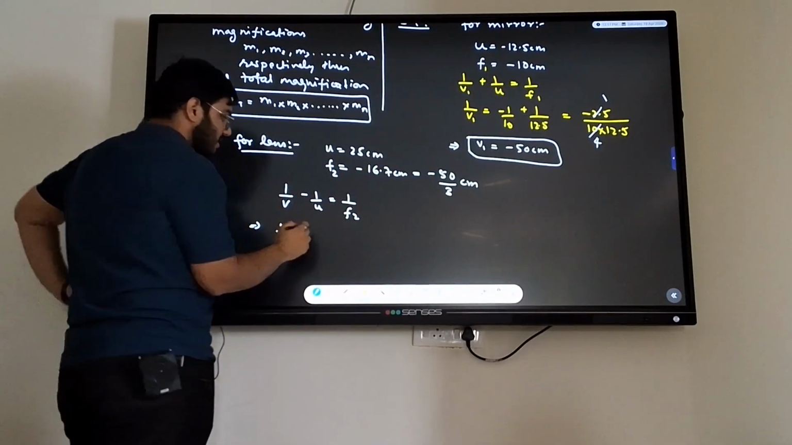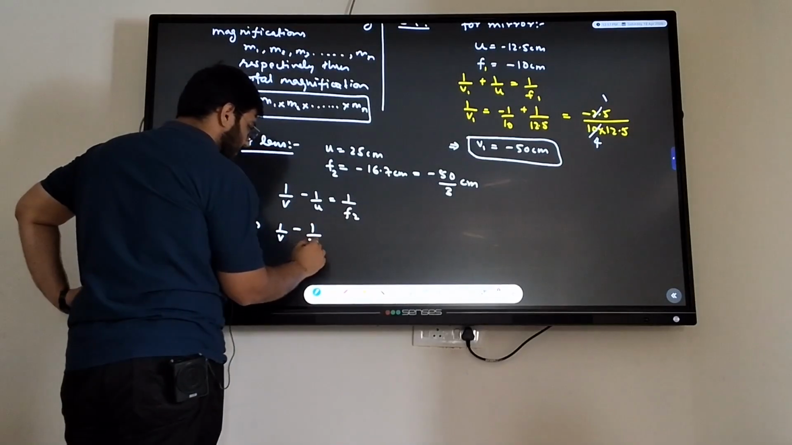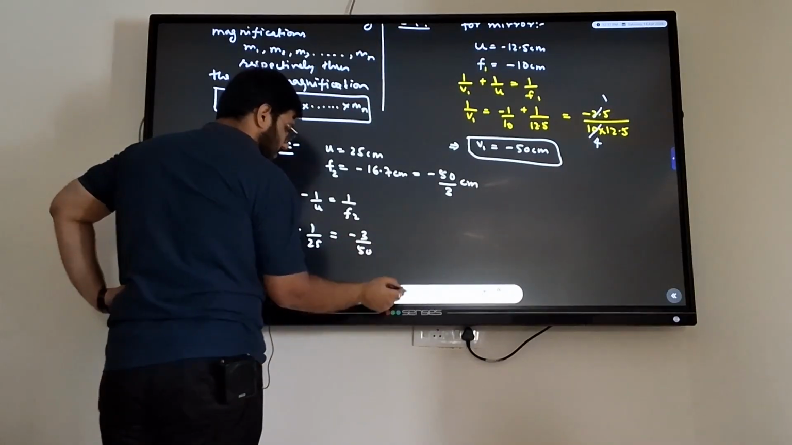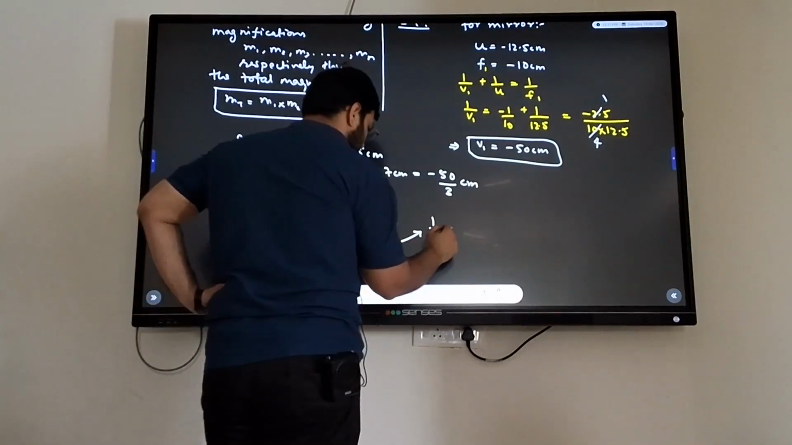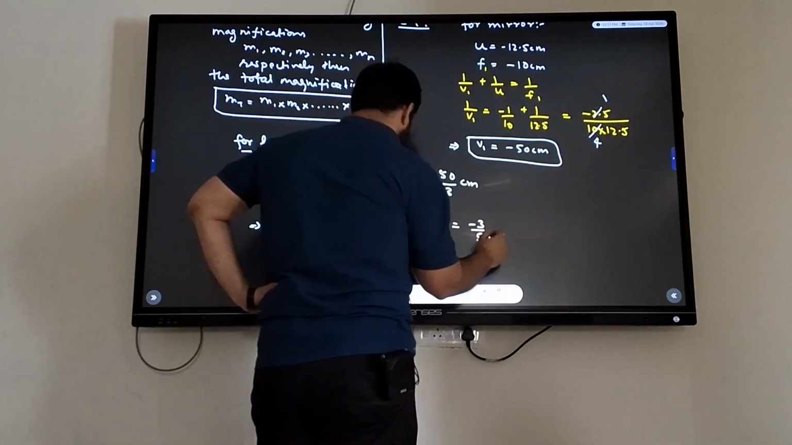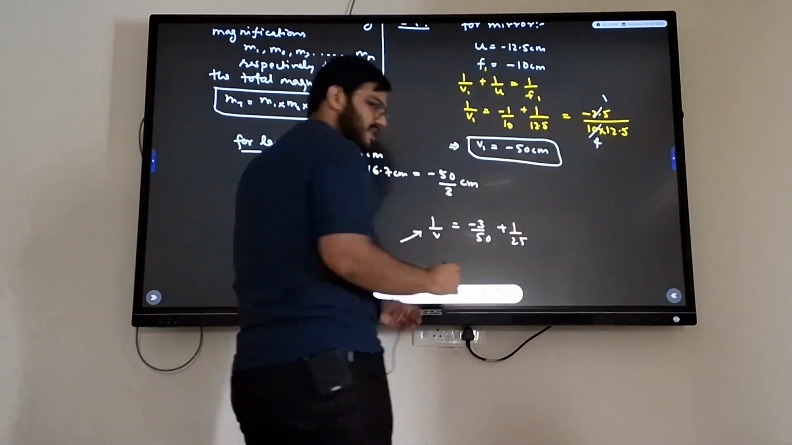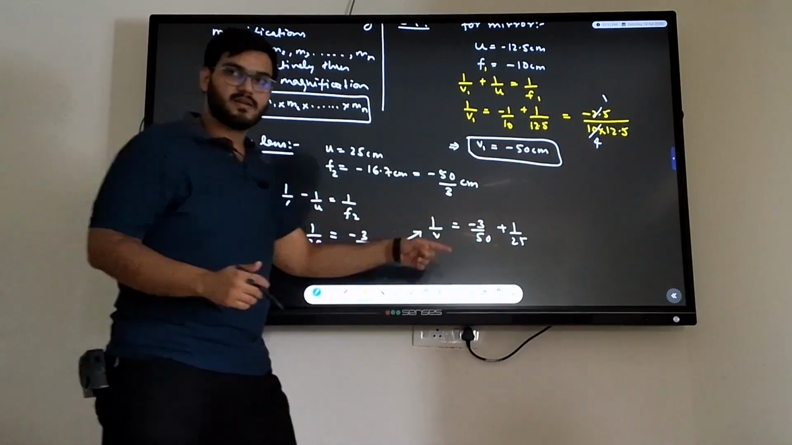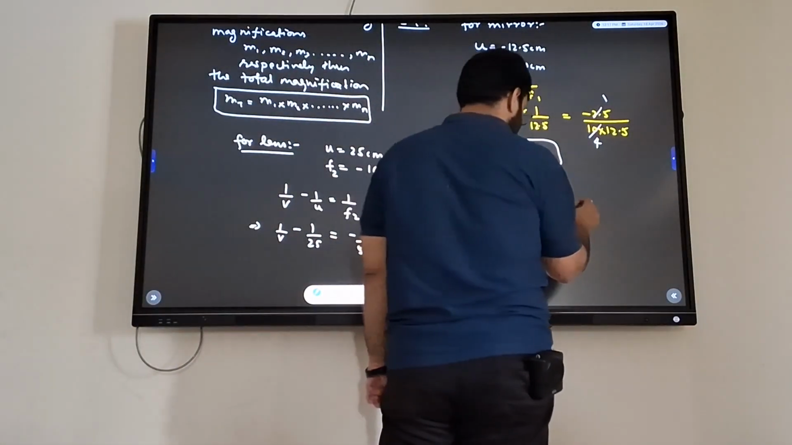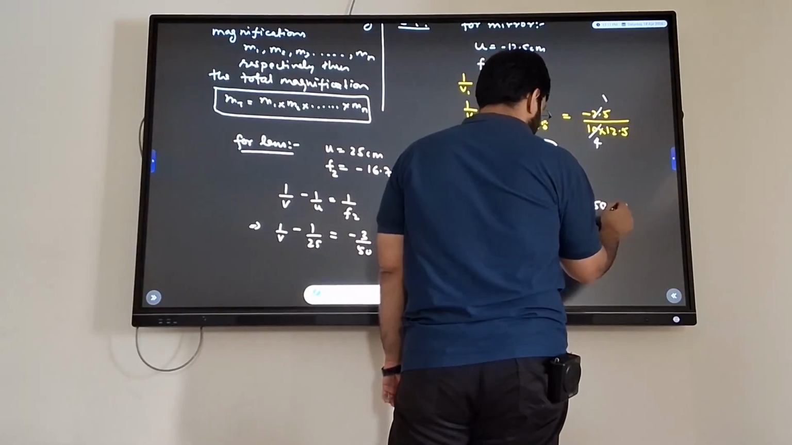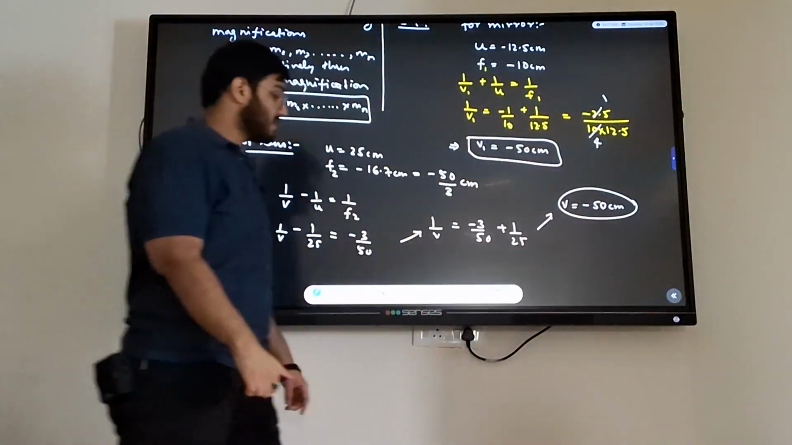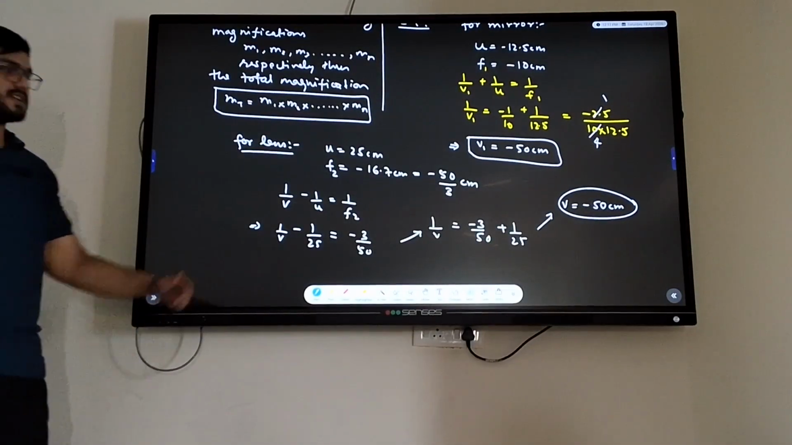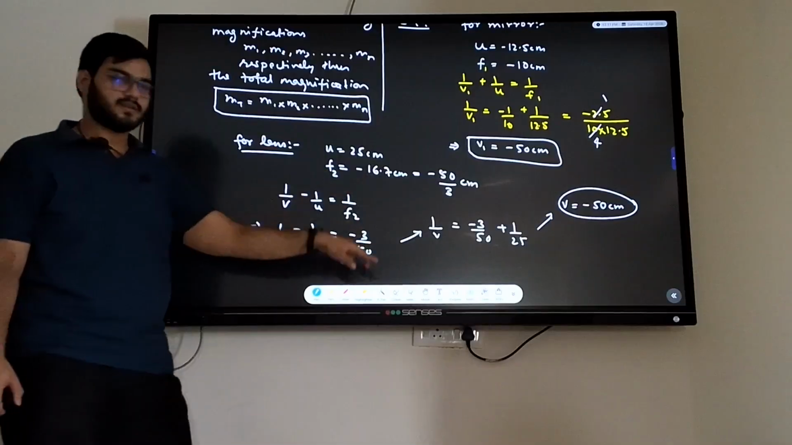Now tell me what this will be, 1/25. And this one is minus 3/50, so what will you get then? 1/v minus 3/50. Take the LCM and you'll get 2 minus 1 over 50. So 1/v equals minus 1/50, and your v is equal to minus 50. But now tell me, what direction does minus 50 mean?